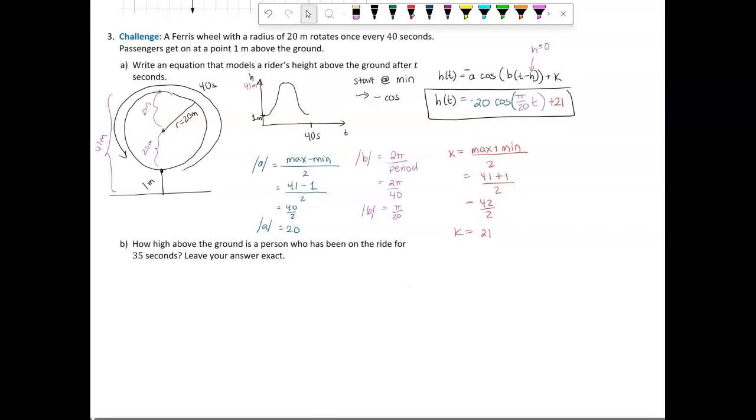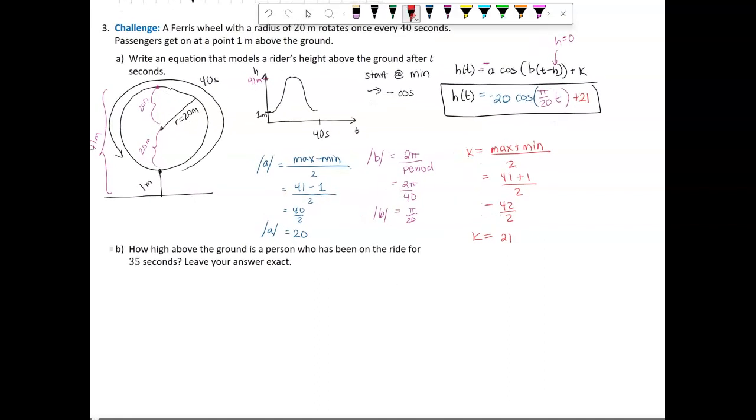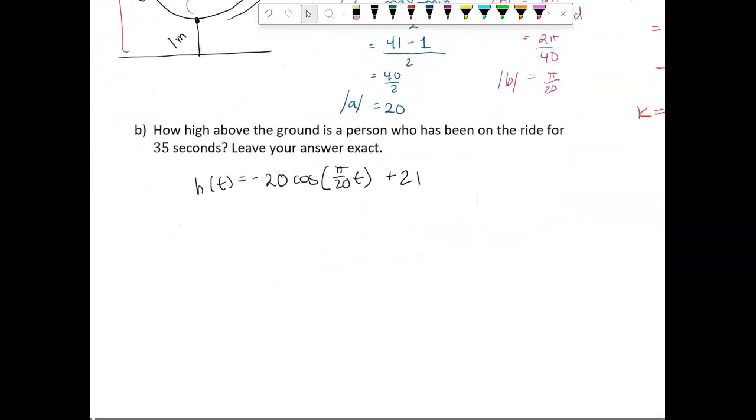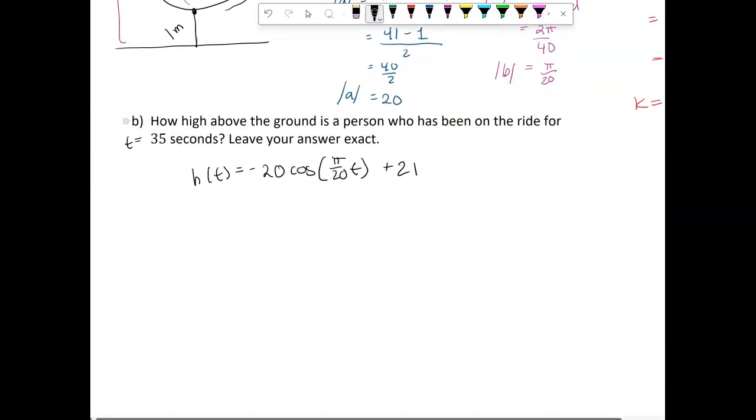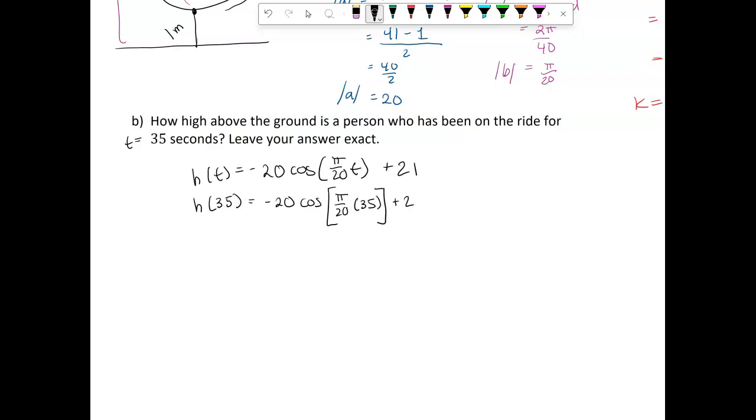All right, so the second question for this second part of this question is, how high above the ground is a person who has been on the ride for 35 seconds? Leave your answer exact. So let's copy the equation. h at t equals negative 20 cos of pi over 20t plus 21. Now we are using the t value of 35 for this question. So h at 35 is equal to negative 20 cos of pi over 20 times 35 plus 21.